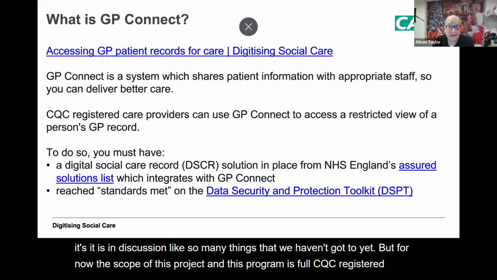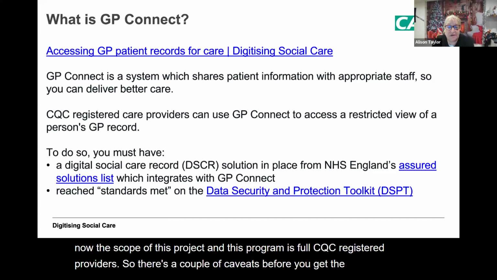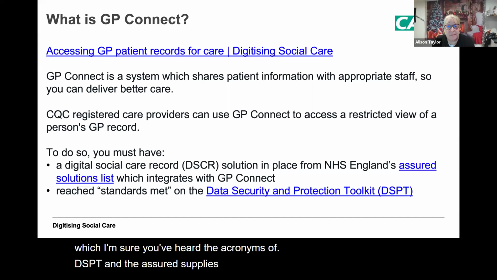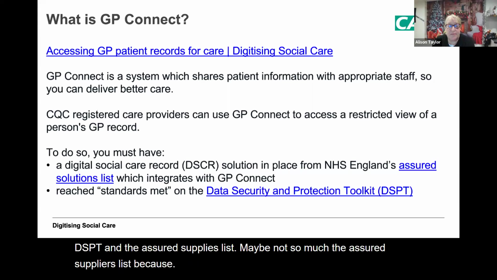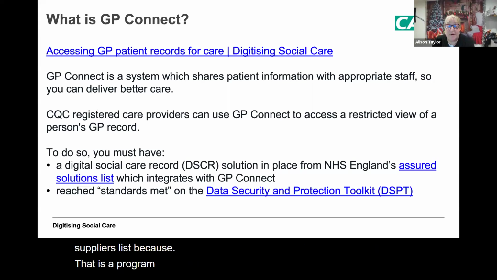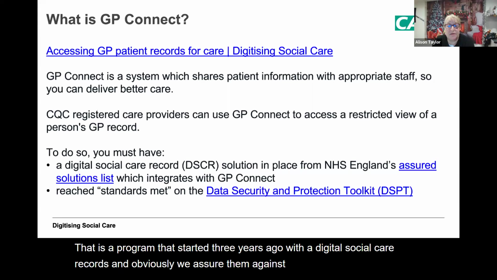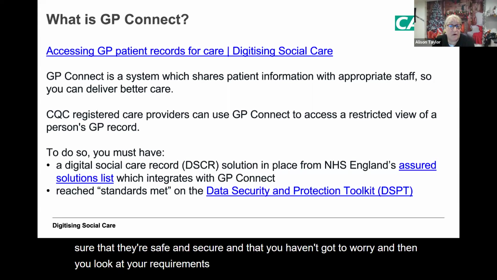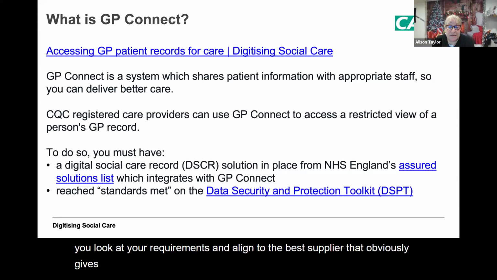So there's a couple of caveats before you get the information, which I'm sure you've heard the acronyms of: DSPT and the Assured Suppliers List. Maybe not so much the Assured Suppliers List, because that is a program that started three years ago, with digital social care records, and obviously we assure them against several standards to make sure that they're safe and secure and that you haven't got to worry. Then you look at your requirements and align to the best supplier that gives you your requirements for your day-to-day running and looking after people.